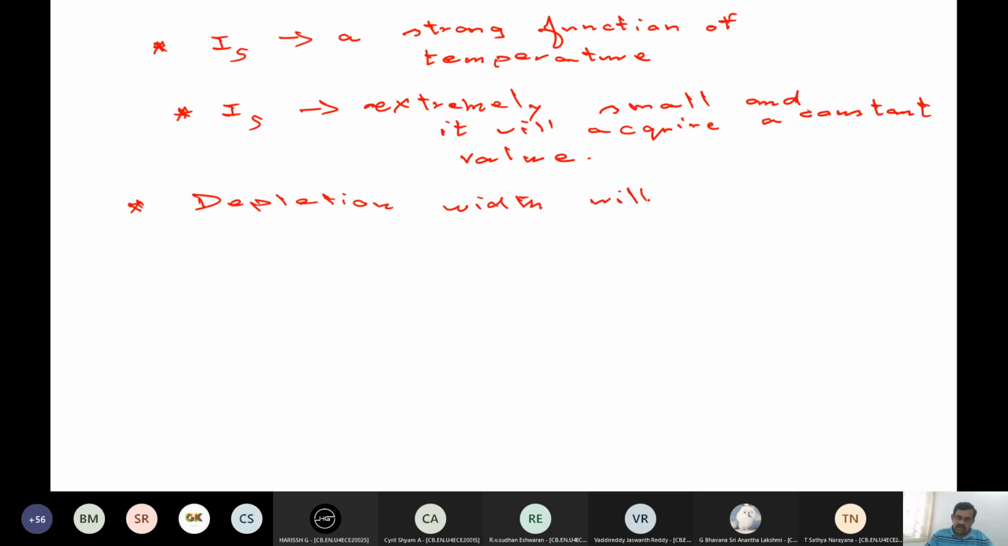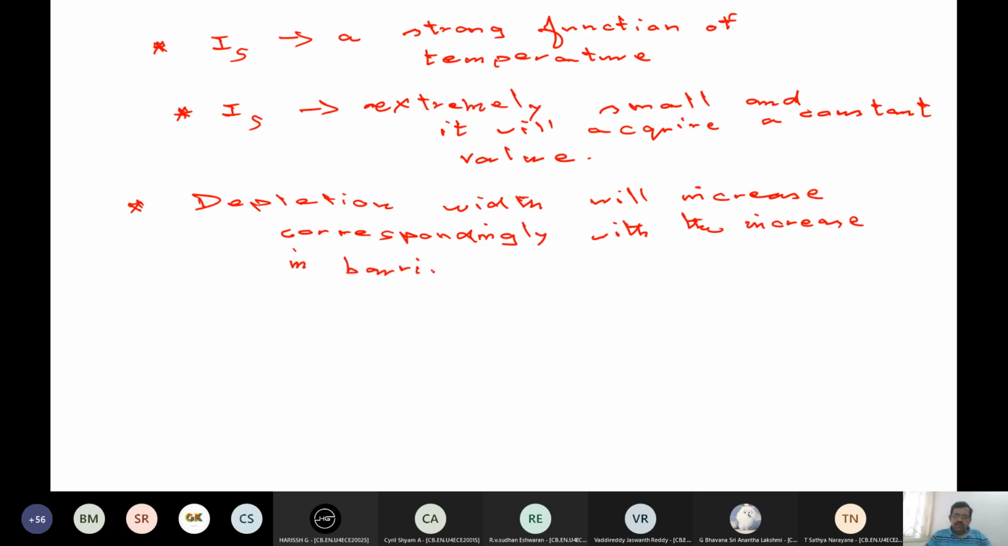correspondingly with the increase in barrier voltage. So that is the point.